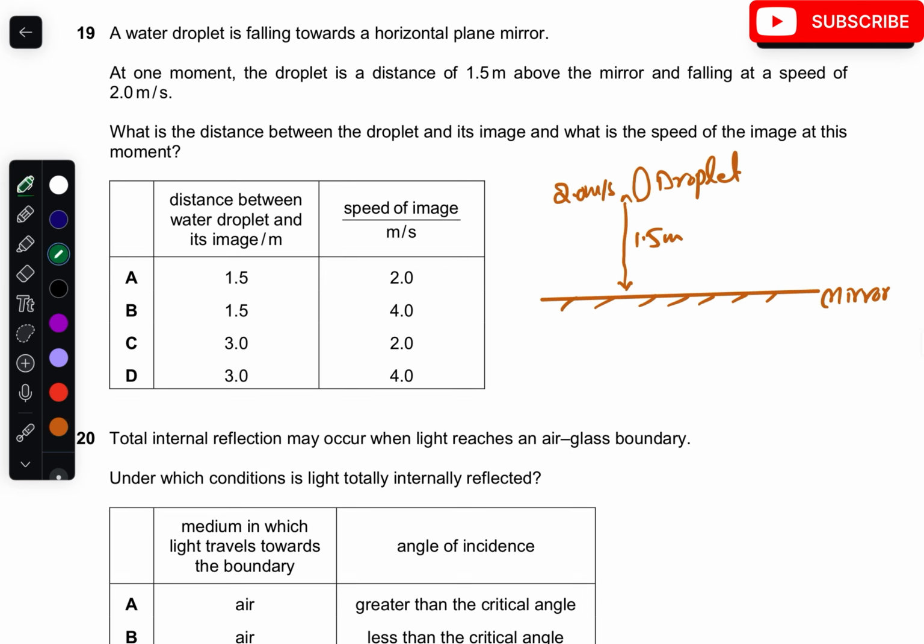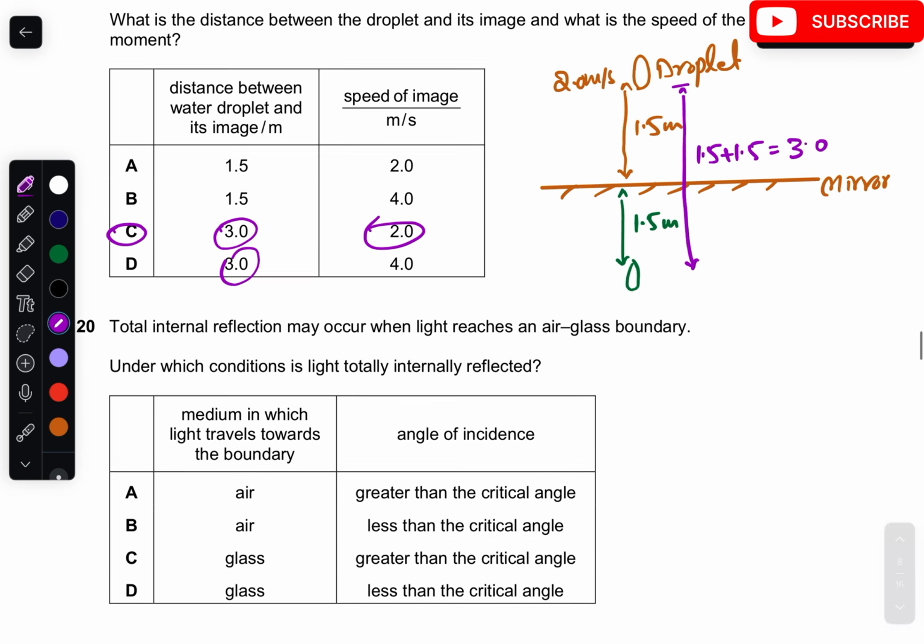We know the image will be exactly the same distance behind the mirror, so there will be an image of the droplet. So this is 1.5. What they are asking is the distance between the object and the image. So this will be 1.5 plus 1.5, this will be 3. So you have to choose between option C and D, and as fast as the object is moving close to the mirror, with the same speed the image will move close to the mirror. So it will be option C, the speed will be the same.